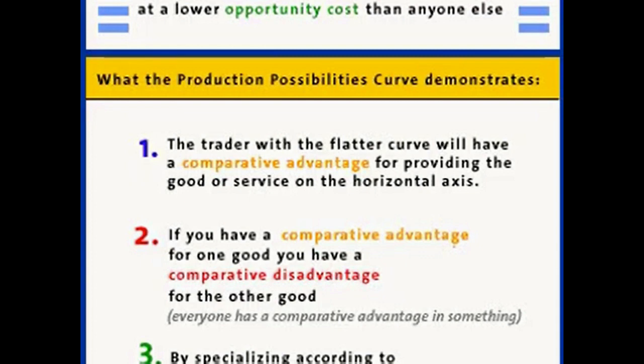In the next example, we'll use a story that sounds a little bit more like the international trade stories you read in the newspaper. We'll look at 2 countries that are producing 2 agricultural products and show that by specializing in trading, they can both be made better off.